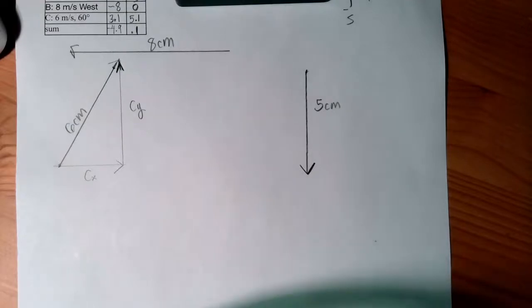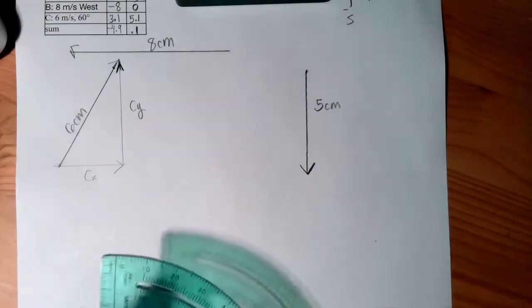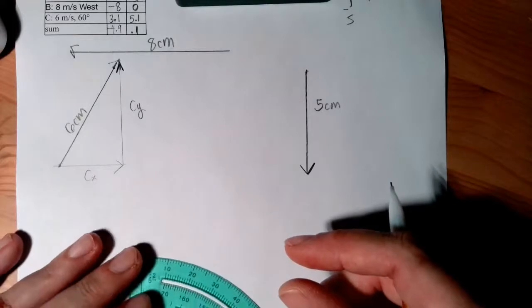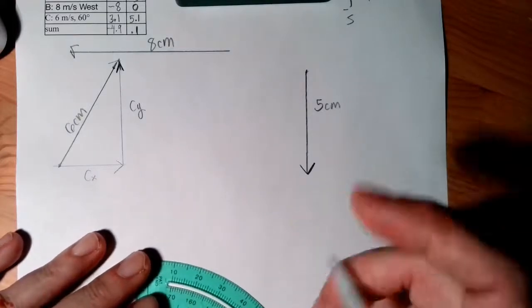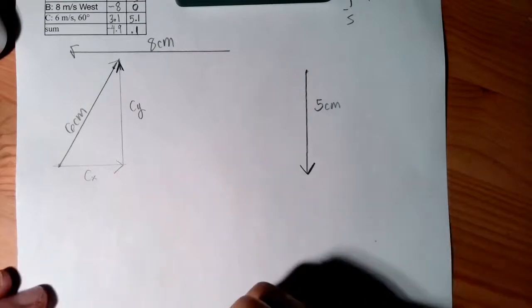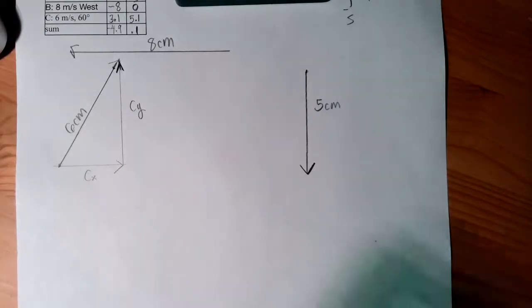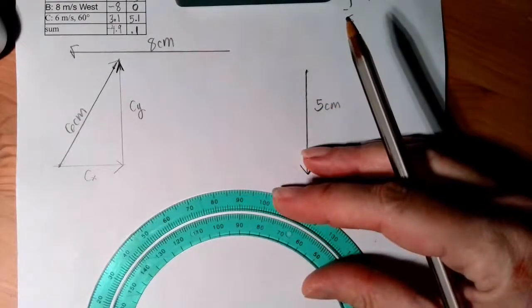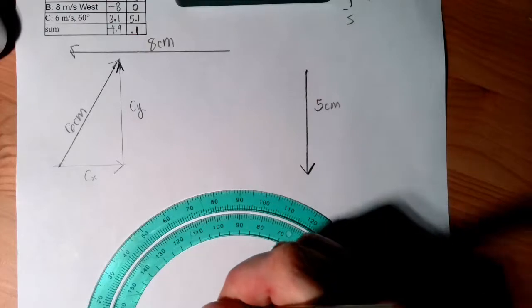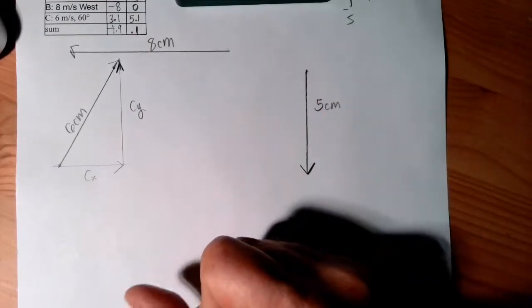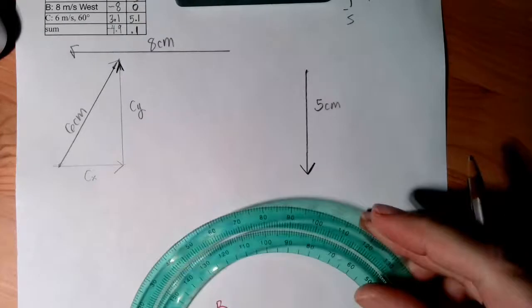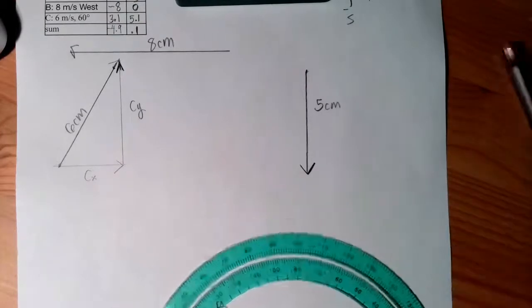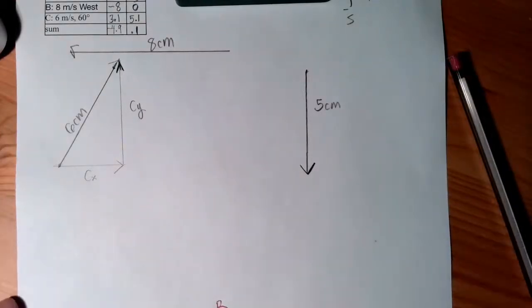And then you need to draw the other one. I'm going to do the head to tail method of drawing it because this is nice. So this is going to be super tiny, but there's my super tiny y component. And then the resultant, let's see, is from start to finish. Okay. If I measure this, I get it to be just about 5 centimeters. So the magnitude of my resultant is 5 centimeters. I need to convert that back to meters per second.